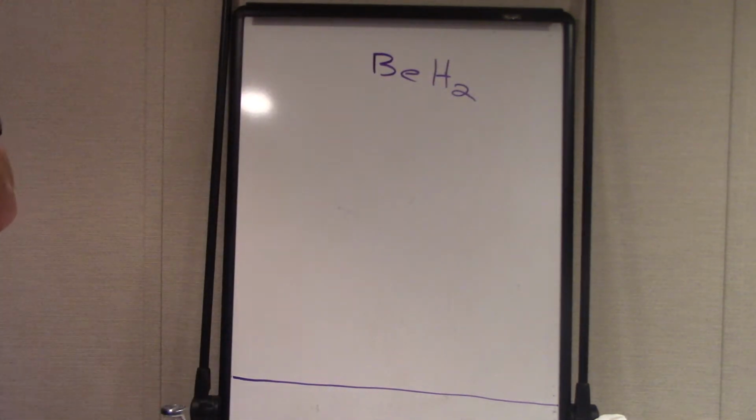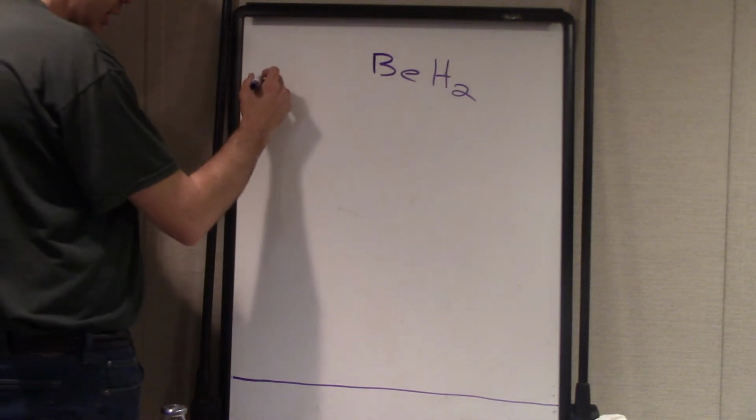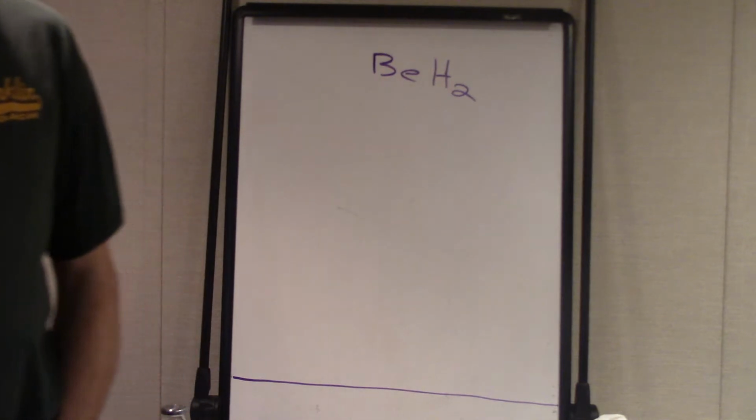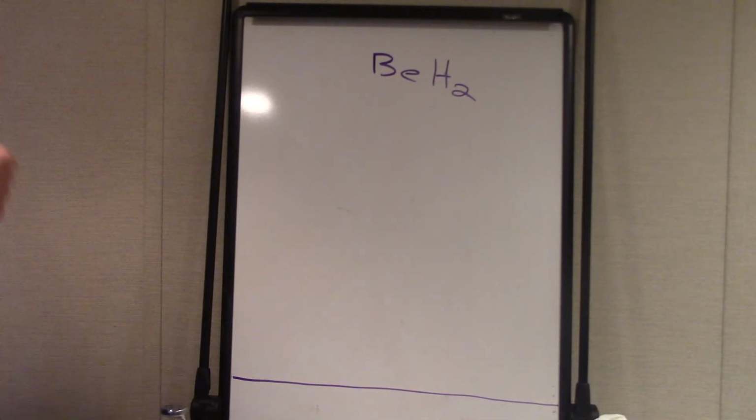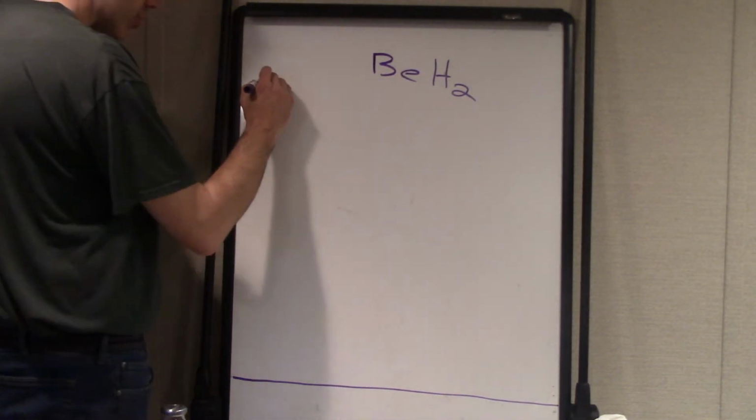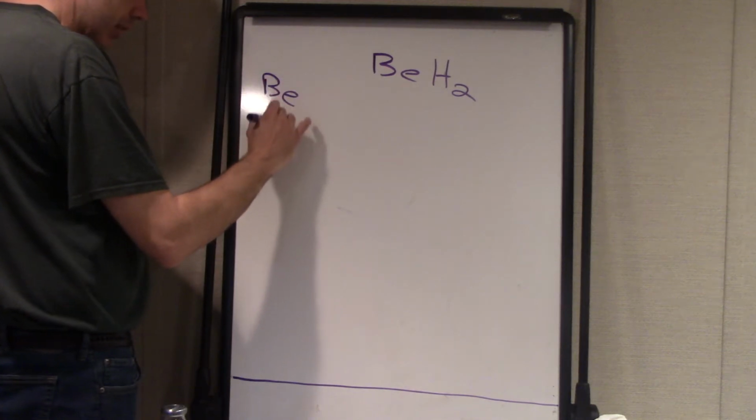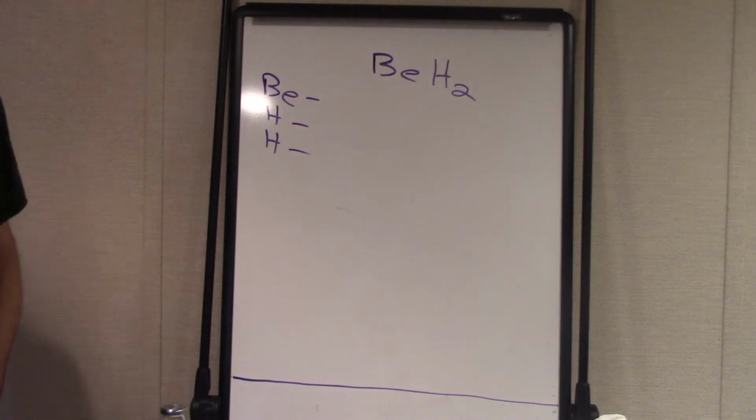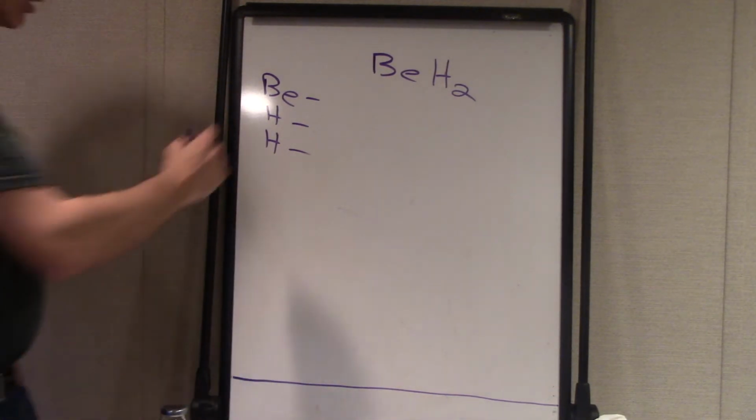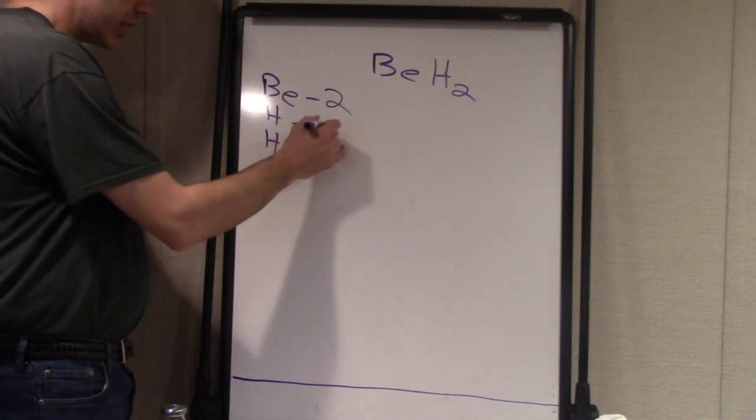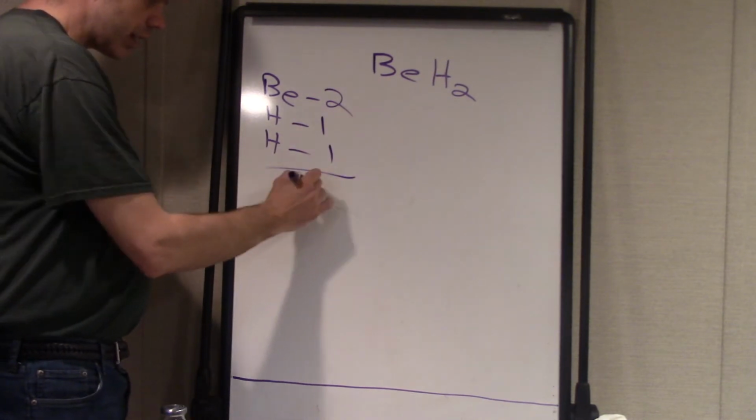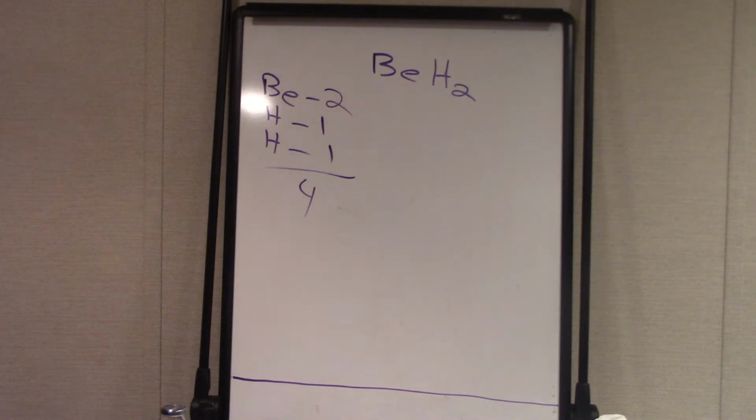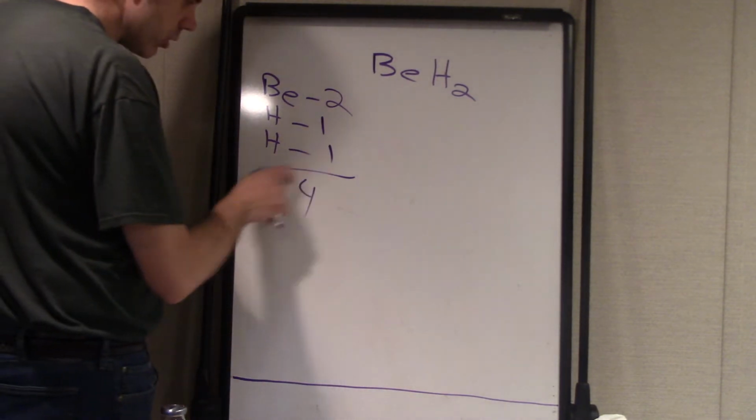So for our example, I'm going to do BeH2. For BeH2, you still follow the same set of steps, the same sequence of things that we've been doing for any other Lewis structure. We need to figure out how many valence electrons we're dealing with. Beryllium lives in group 2A, so that's 2 valence electrons. Hydrogen in group 1A, for a total of 4.